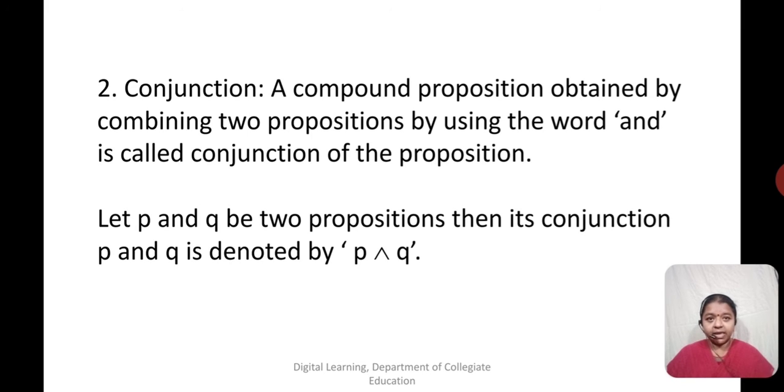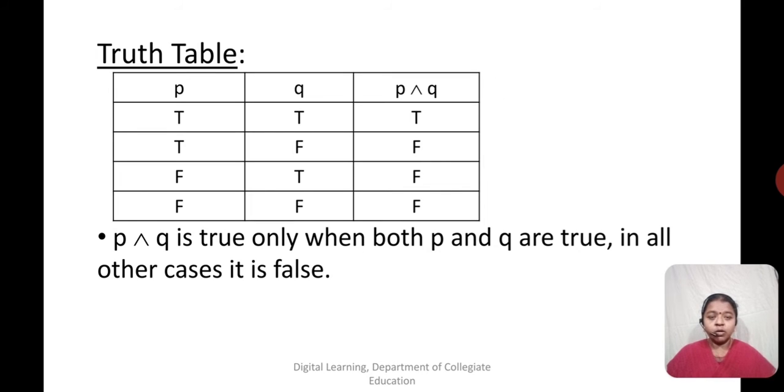Now let's see the second one, which is known as conjunction. A compound proposition obtained by combining two propositions by using the word AND is called conjunction of the propositions. That is, two different propositions will be given. They will be connected by using the word AND. So the symbol represented is P and Q. This is just the upper side of V. Now let's see the truth table. Since we have two propositions here, we will have 4 different combinations.